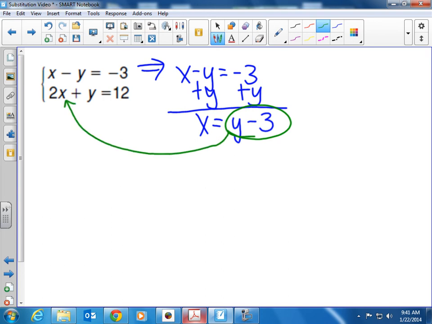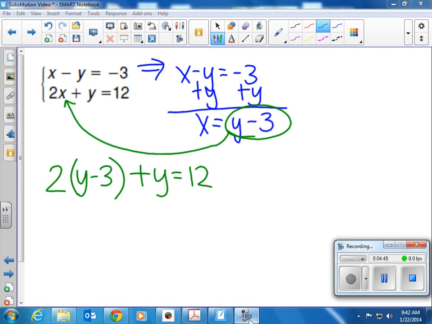Not the same equation, or I'm not going to get anywhere. So I'm going to take equation 2, and instead of x, I'm now going to substitute what x equals, which is y minus 3. Then I'm going to finish writing that equation. Now I have one equation in only one variable. You know how to solve this. So press pause and solve it.